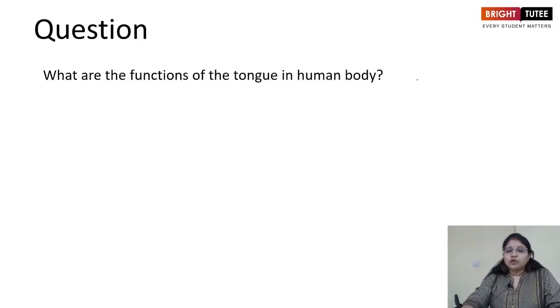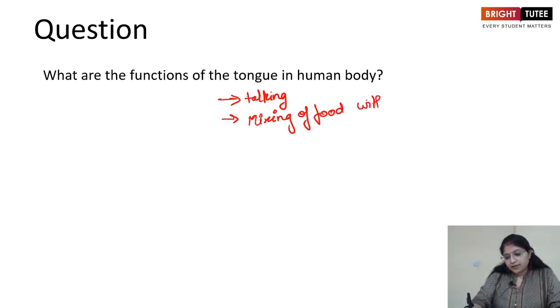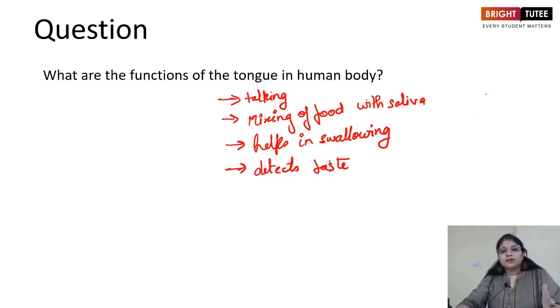What are the functions of tongue in human body? So, there are various functions of tongue. The first function of tongue is that it assists us in talking. The second function is mixing of food with saliva. Next function is helps in swallowing. And detects taste. So, in this way, these are the four important functions that are associated with tongue in the human body.